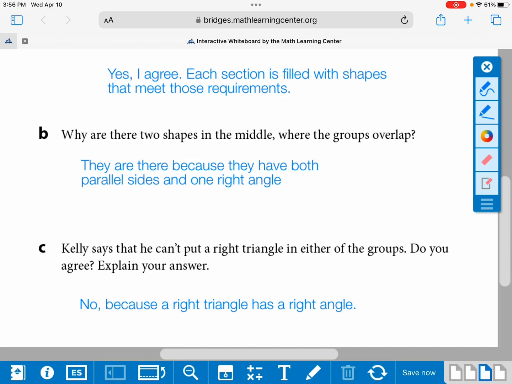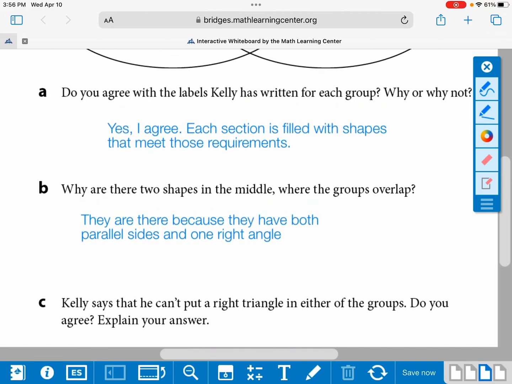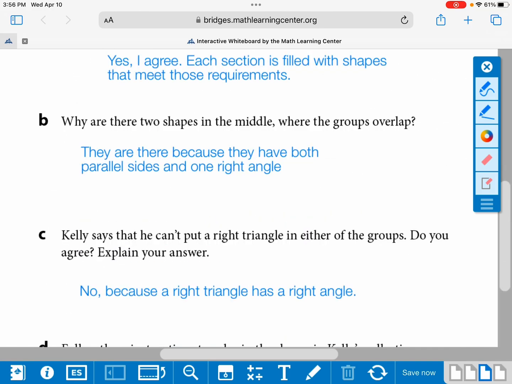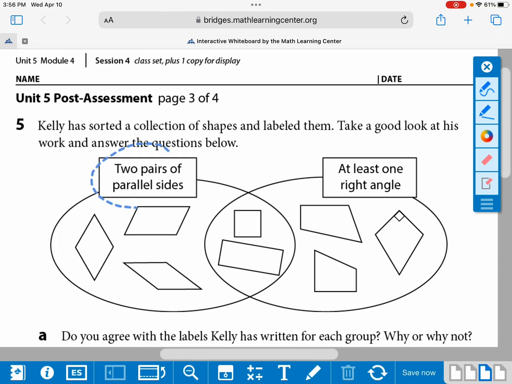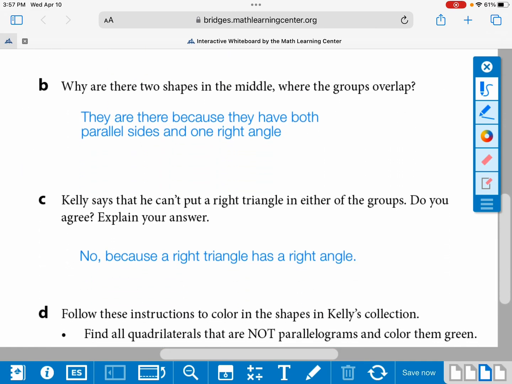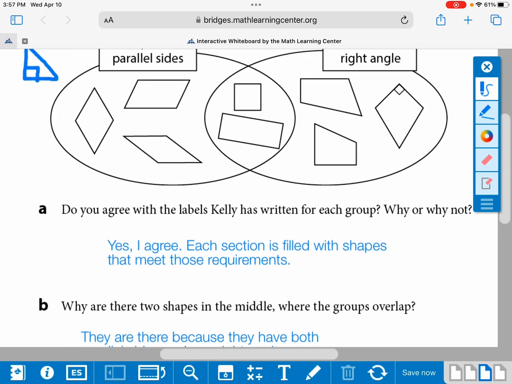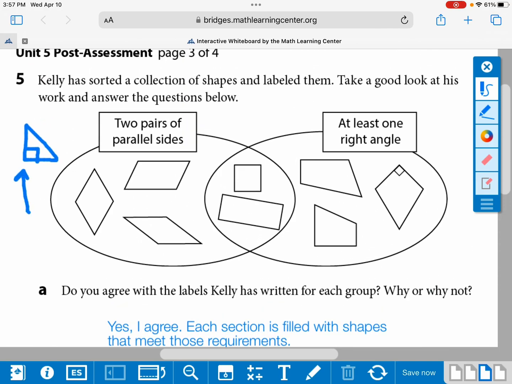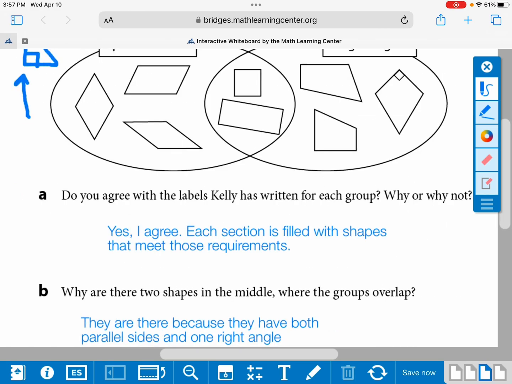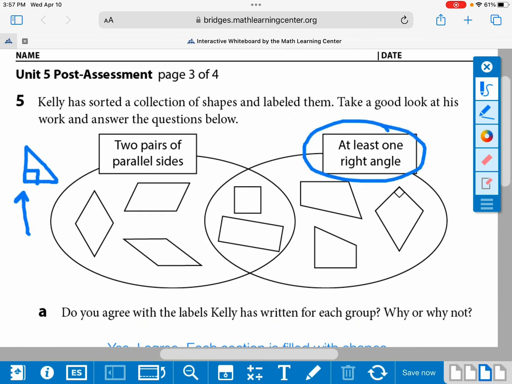Question C. Kelly says that he cannot put a right triangle in either group. Do we agree? We need to explain. Well, in our groups, let's just go back up to that. We have parallel sides. Well, triangles, as we know, are three-sided figures, so none of the sides can be parallel. But it's a specific triangle here, a right triangle, which tells us that there's a right angle in the corner. So that would be able to fall under at least one right angle.